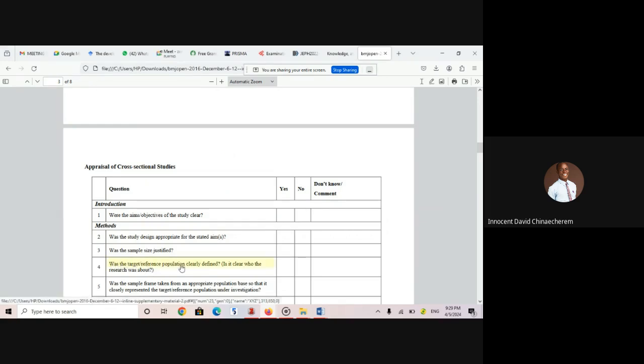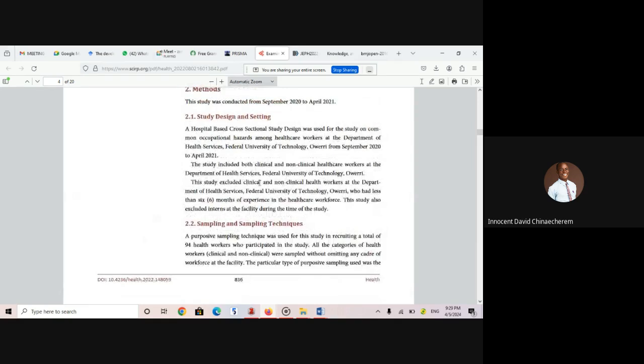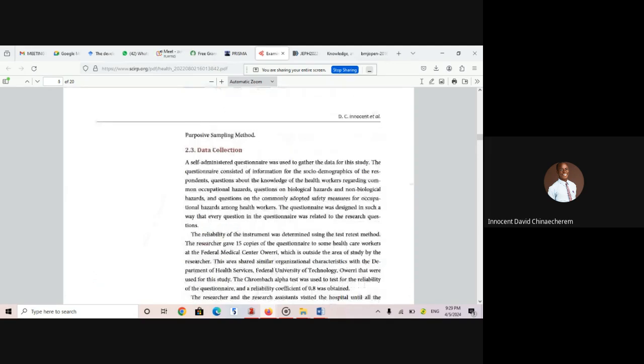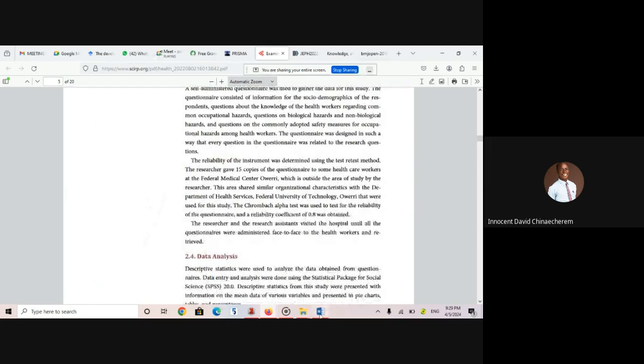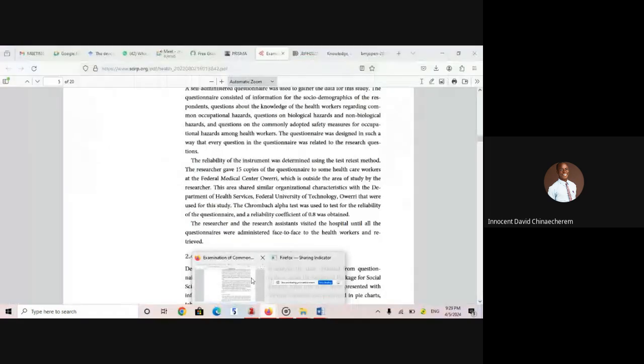Here, the next domain is: was the target population clearly defined? Now, I check my paper. I did that for sure because I said that all categories of healthcare workers will be sampled. If you go up here, you're going to see that I mentioned I'm going to include both non-clinical and clinical healthcare workers. So it was written all over it in my study. So I'm going to score that as 1.